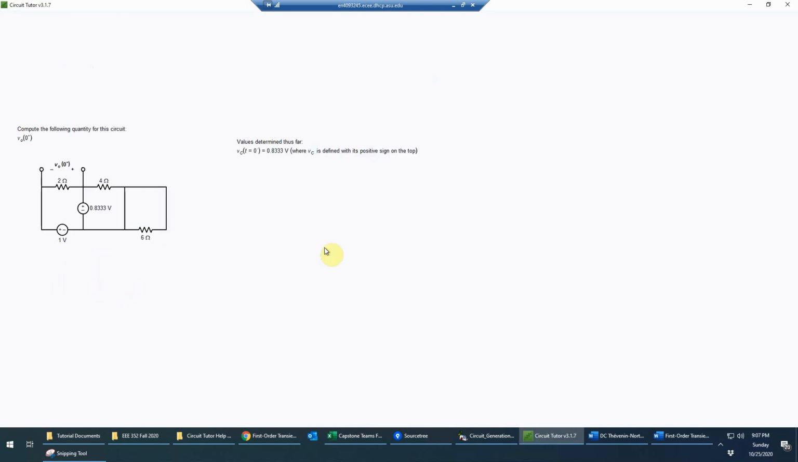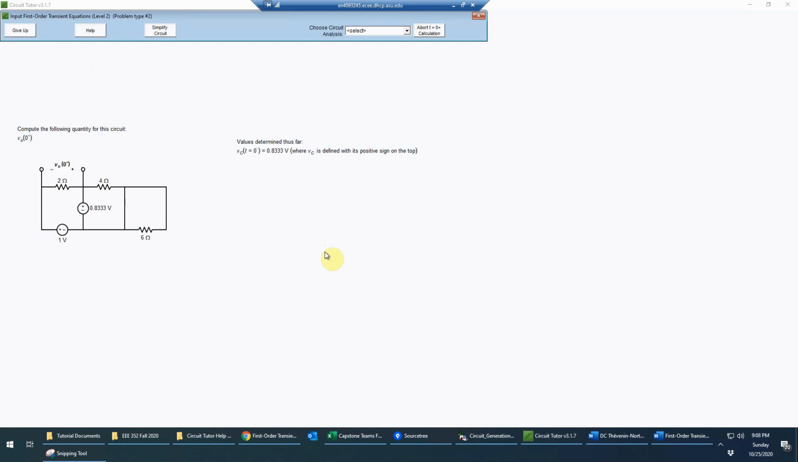So we exit the reconfiguration mode. And now, well, clearly we should probably simplify some things here. So let's go into the circuit simplification mode.